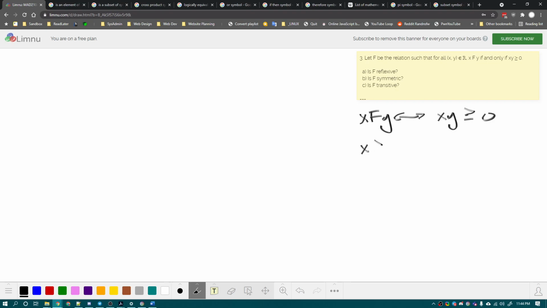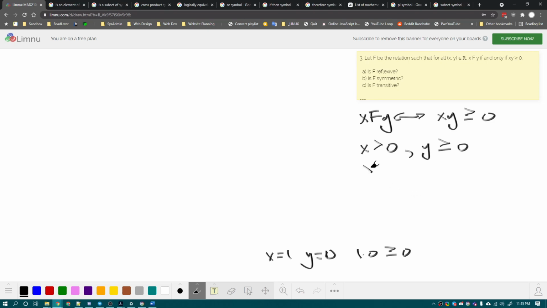So what happens when x is greater than 0? For instance, x is 1. Well, what values can y be equal to so that it's still greater than or equal to 0? How about y is equal to 1? Sure, because 1 times 1 is greater than or equal to 0. What about 0 itself? Let's try 0. 1 times 0 is 0, which is still greater than or equal to 0. So when x is greater than 0, y must be greater than or equal to 0.